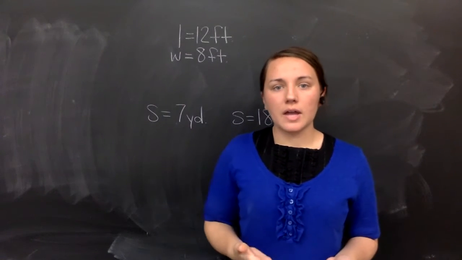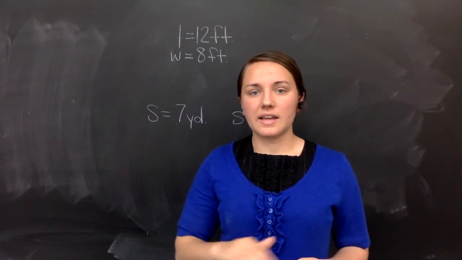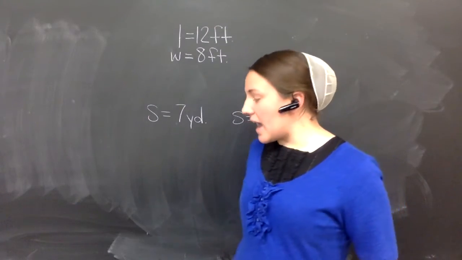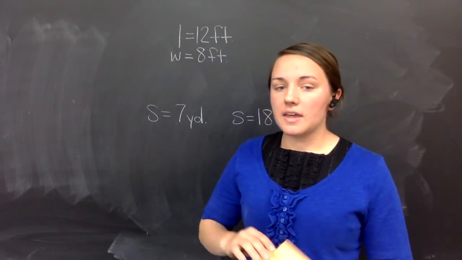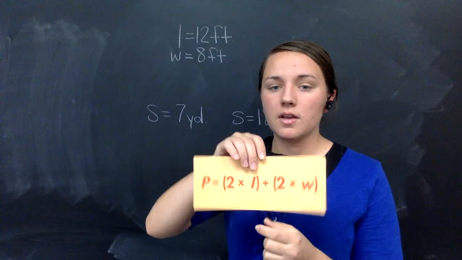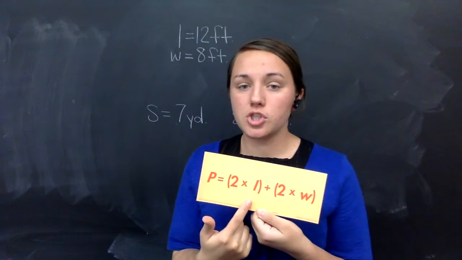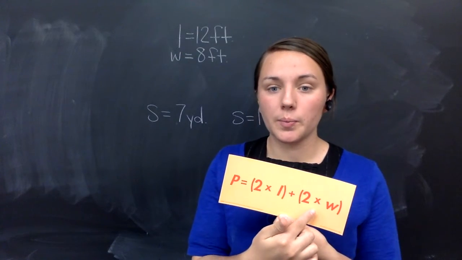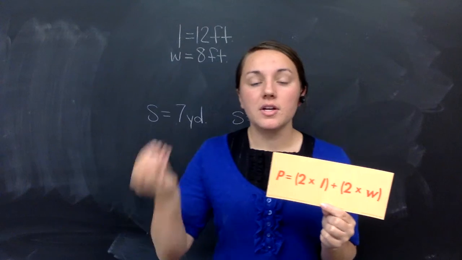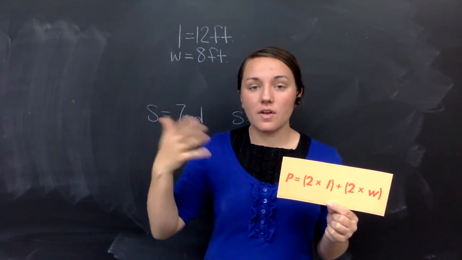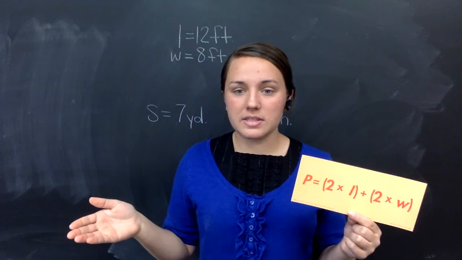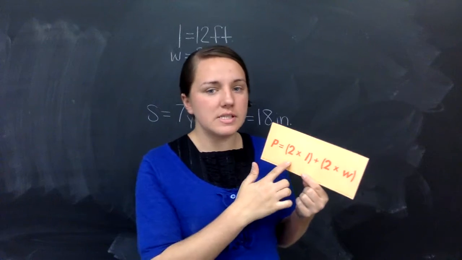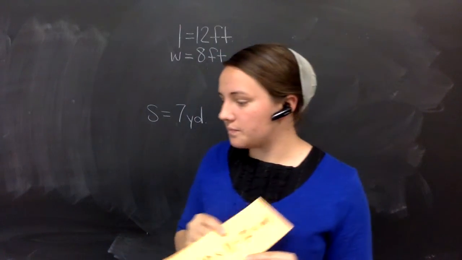So if we have a rectangle and we want to measure the perimeter, the length around it, we have a formula that will help us. Our formula is P equals, in parentheses, 2 times L plus, in parentheses, 2 times W. The two lengths on a rectangle are the same, and the two widths are the same. So you just go 2 times the length and 2 times the width, and you add them together. Whatever is inside the parentheses is the part that you do first.